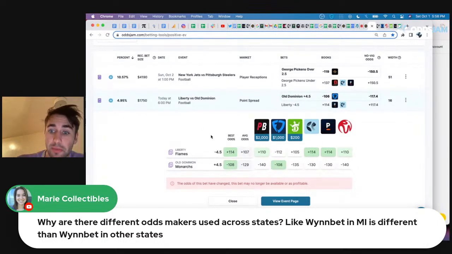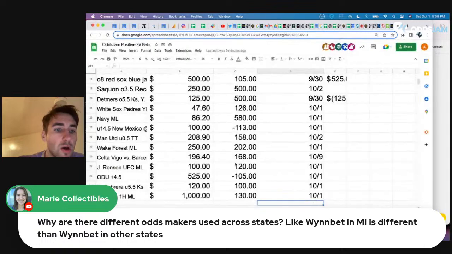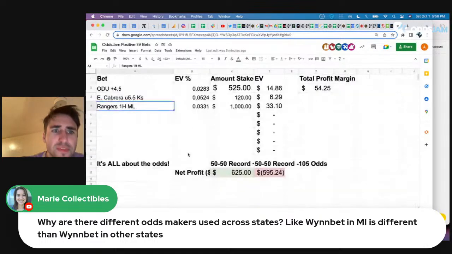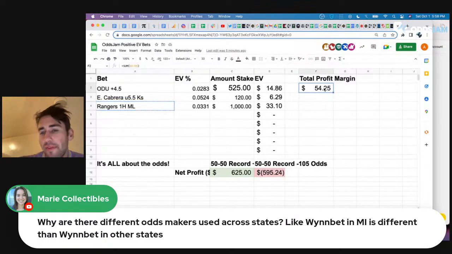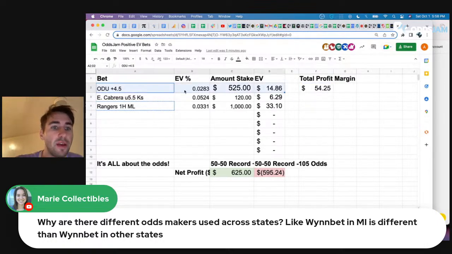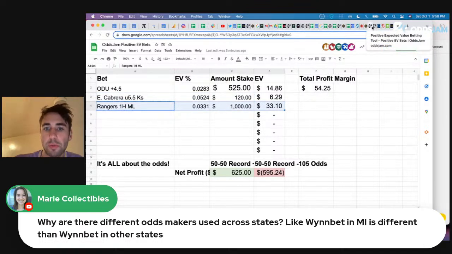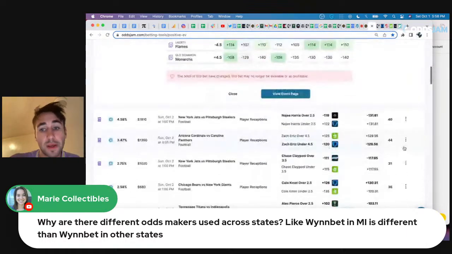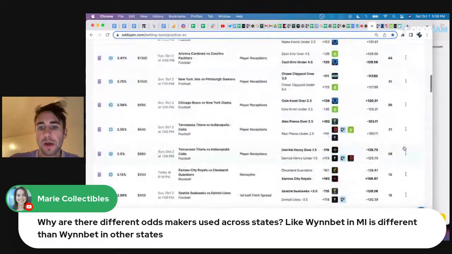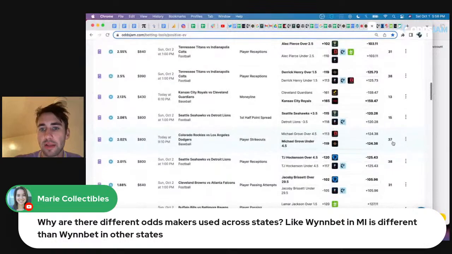It's still extremely profitable. So we have 3 bets placed so far, $54.25 in profit margin: ODU plus 4.5, Cabrera under 5.5 Ks, Rangers first half money line. Value in the odds, mathematical sports betting. It's foolproof. Really is foolproof. So, see what else is out there.